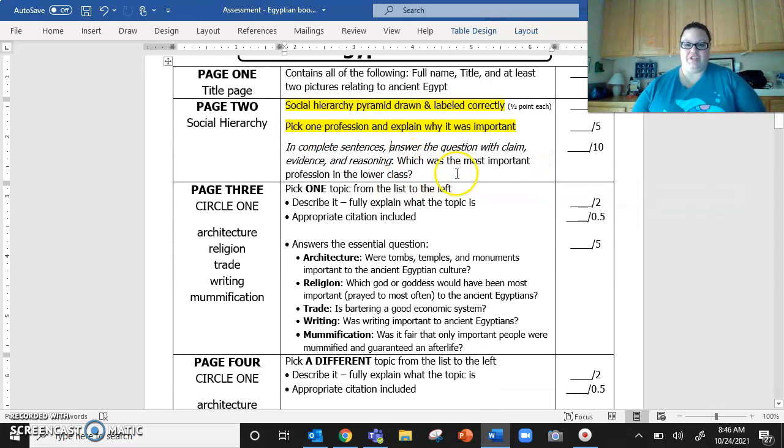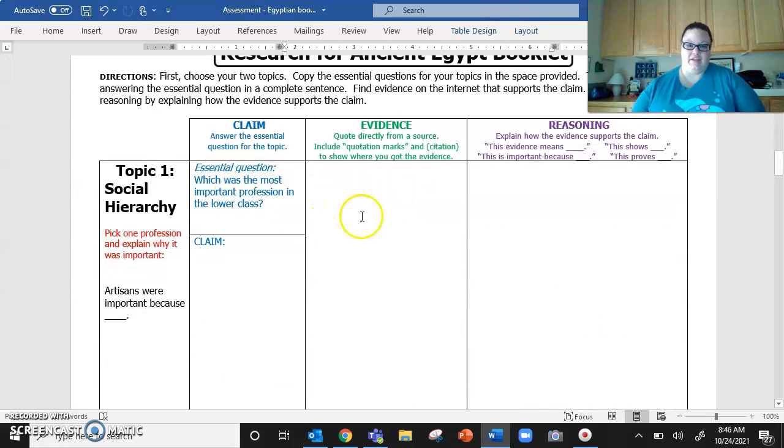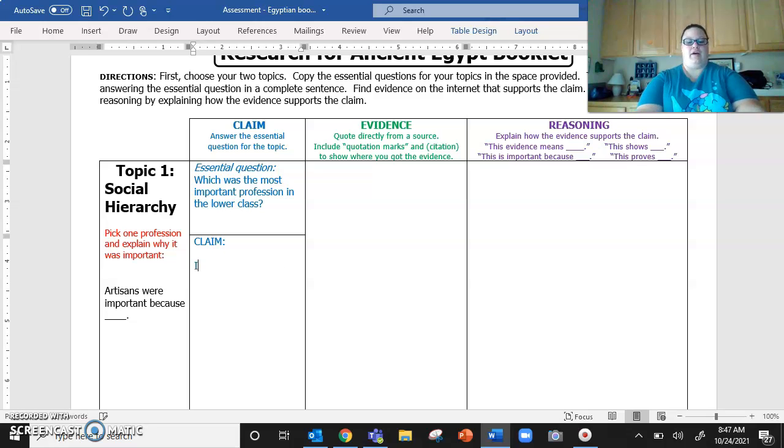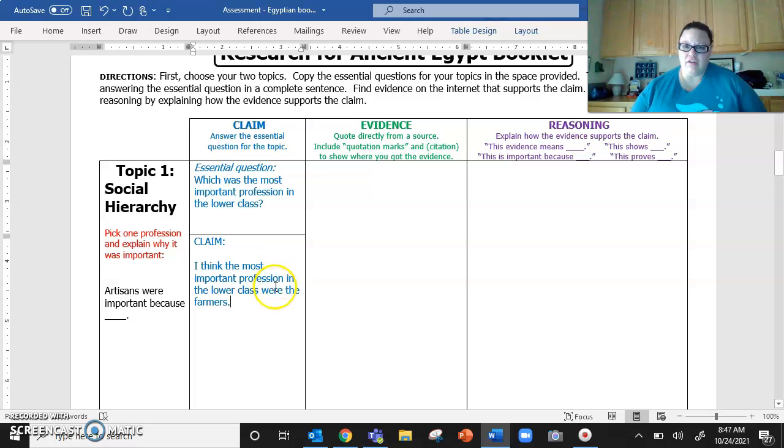Now I have to answer which was the most important profession in the lower class. That's this big part. So I've got my essential question here already and my claim. I'm going to say, I think the most important profession in the lower class were the farmers. Uh-oh. What are you saying? Oh, you're right. I can't say I think. That makes it a very weak claim, and we are not very weak writers. So instead, I'm just going to erase that, and I'm going to say the most important profession in the lower class were the farmers. Perfect.